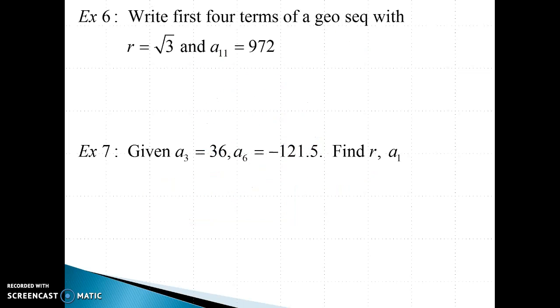Okay, so that being said, we can use this formula to write the next couple terms, just like we did with our arithmetic sequences and series.